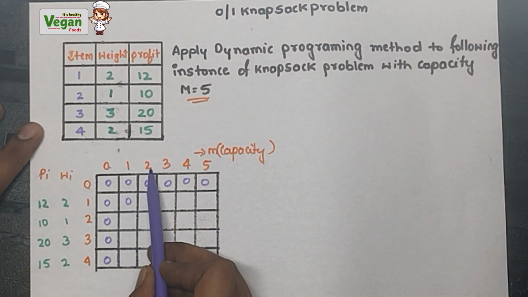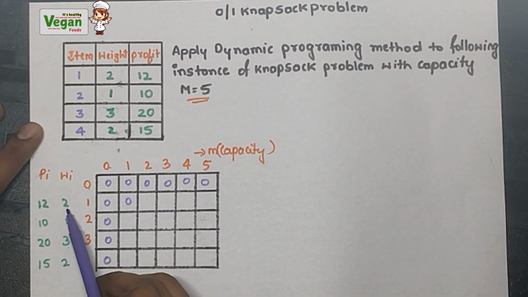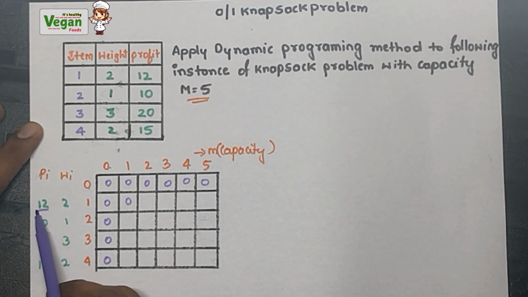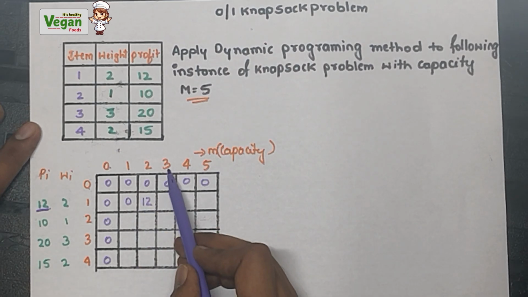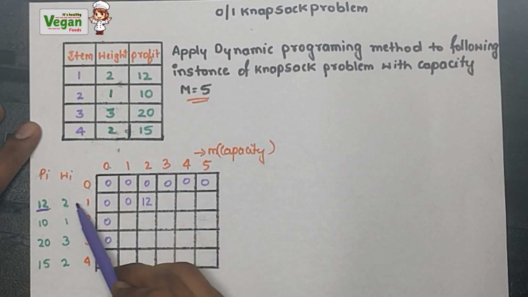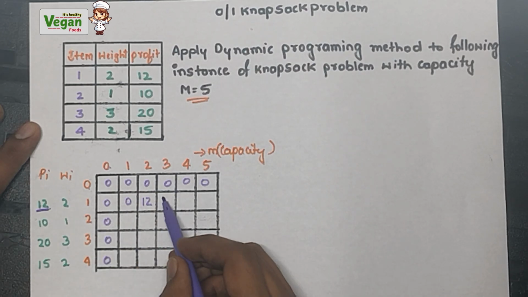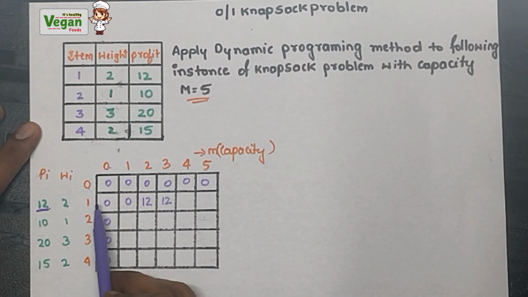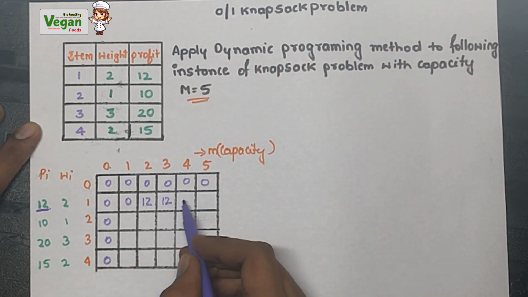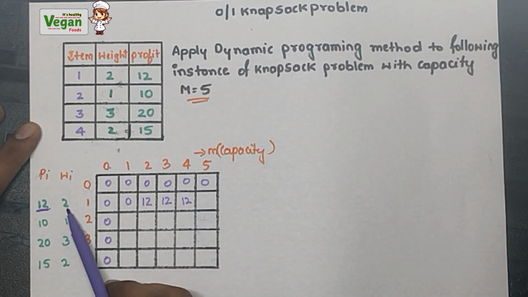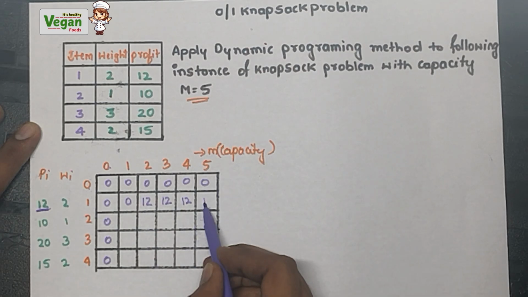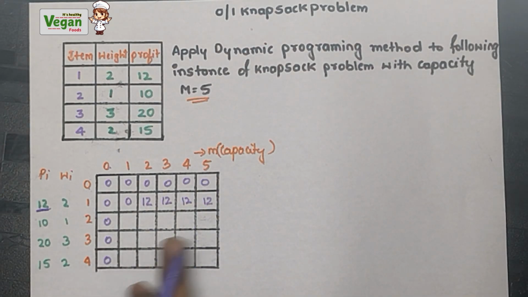Next, the capacity is 2, the weight is 2. Okay, you can fill this item, but you must write the value of its profit. What is the profit value? 12. Next, capacity of the container is 3, weight is 2. Can you fill? Yes, I can fill. So the profit is 12. Next, capacity is 4. You can fill the item with weight 2. So the profit is 12. Now, capacity is 5, weight is 2. You can fill now. The profit is 12. Now this much is over. Only this much is remaining.